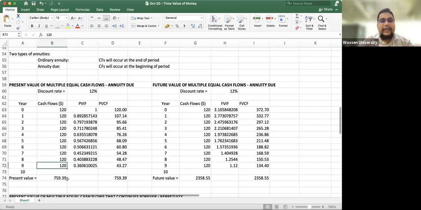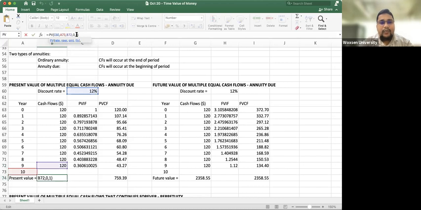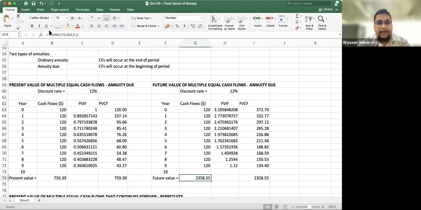So in this case, you can also use the PV function, but remember at the last, this 1, instead of 0, you have to put 1, which indicates that the cash flows are occurring at the beginning of the period. Okay. So for future value, same thing, only the function is different. Instead of PV, you have FV.